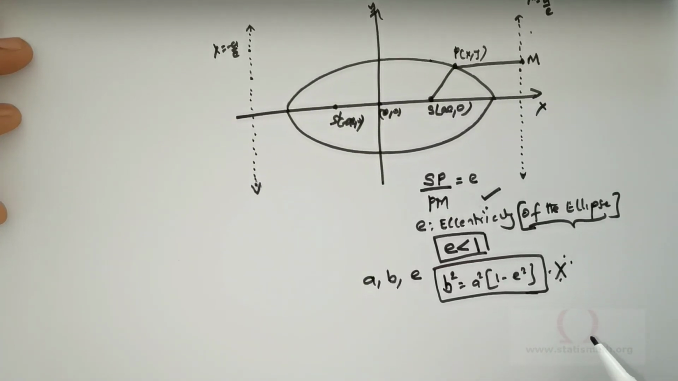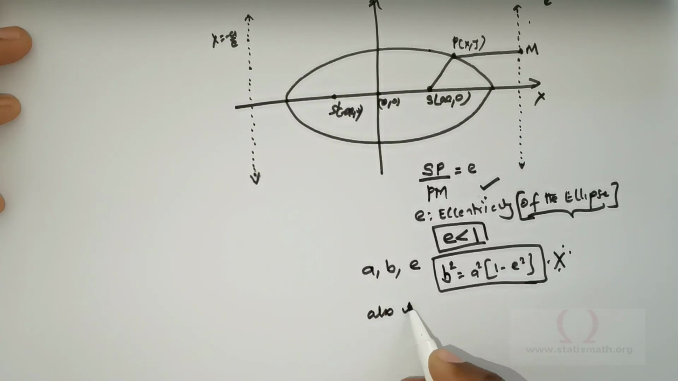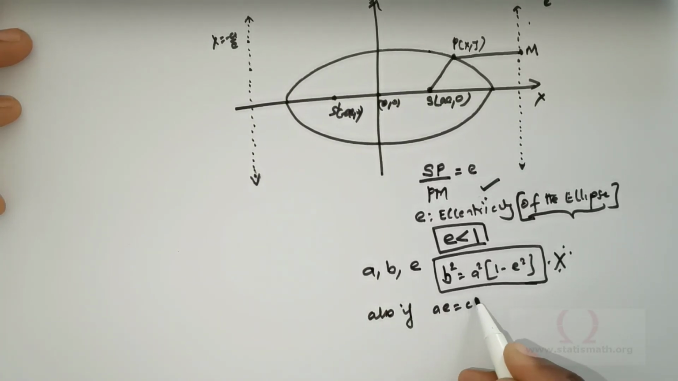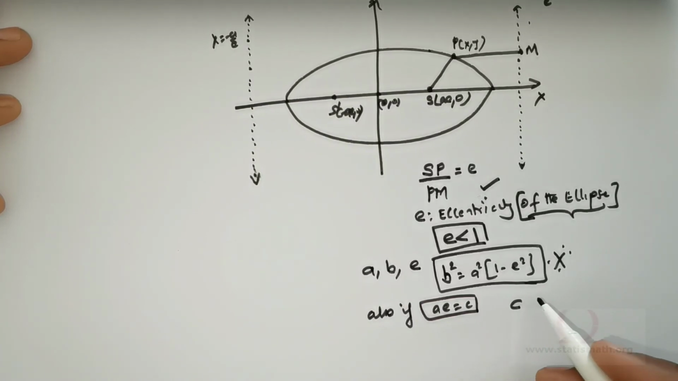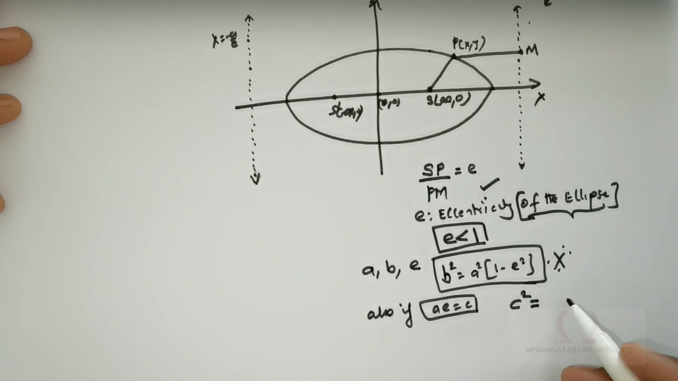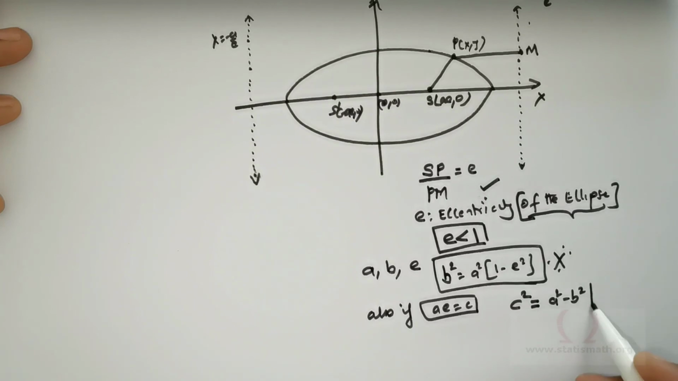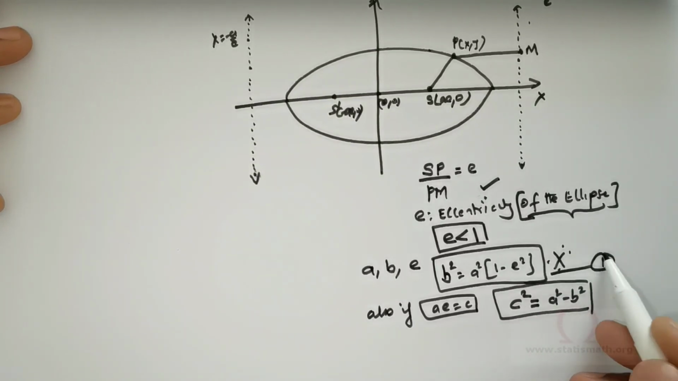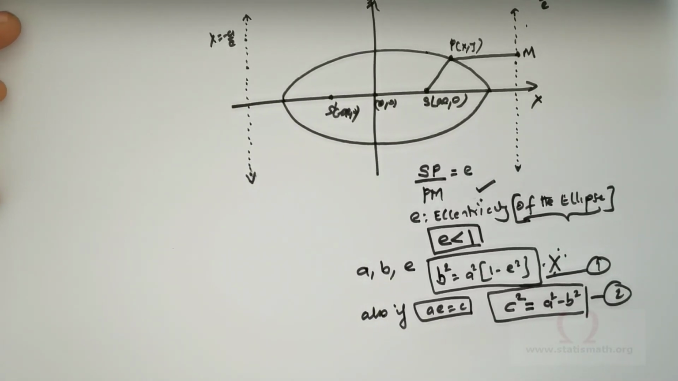This is critical. And also, if you take ae to be equal to c, there is a relationship that connects a, b, and c. And that relationship, as I mentioned earlier, is c squared is equal to a squared minus b squared. So this is the relationship. Relationship number 1, relationship number 2. These are all very critical information that you will have to know.